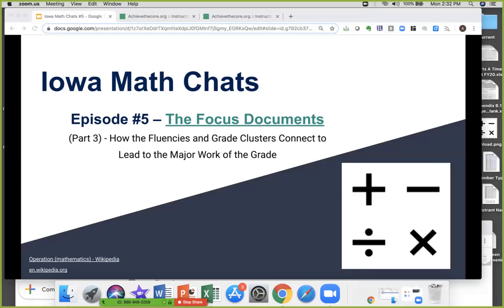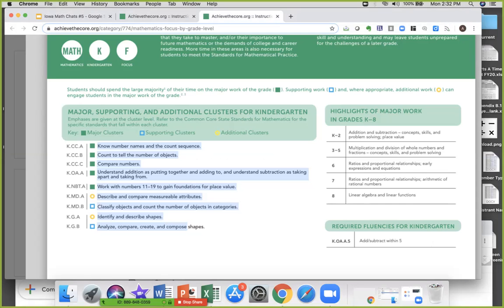Today is episode 5, the focus documents. Part 3, how the fluencies and grade clusters connect to lead to the major work of the grade. We're going to return back to our kindergarten focus document. And as a reminder, over here, the highlights of the major work, this is our K-8 pathway so that our students can get to high school and be ready to take high school mathematics.